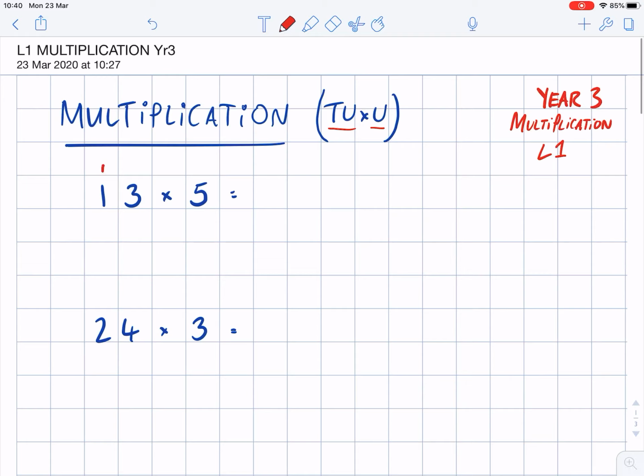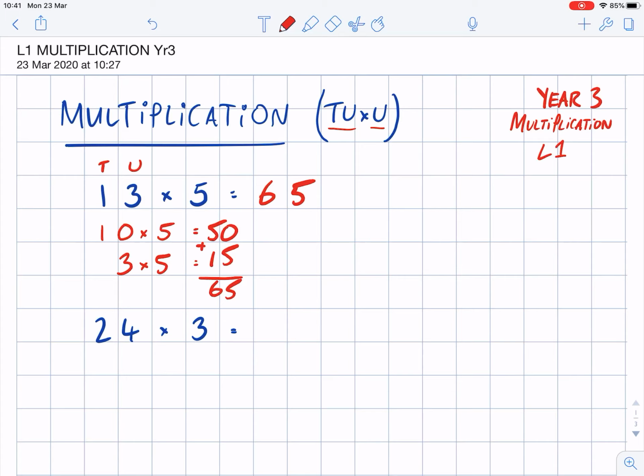I'm going to partition my 2-digit number into tens and units. So I'm going to get 10 and 3. What I then need to do is multiply both of those numbers by 5, just like in our question. So 10 times 5 is 50, 3 times 5 is 15. With my two answers then, I need to add them together. Nothing add 5 is 5, 5 add 1 is 6, which gives me my final answer, which is 65.